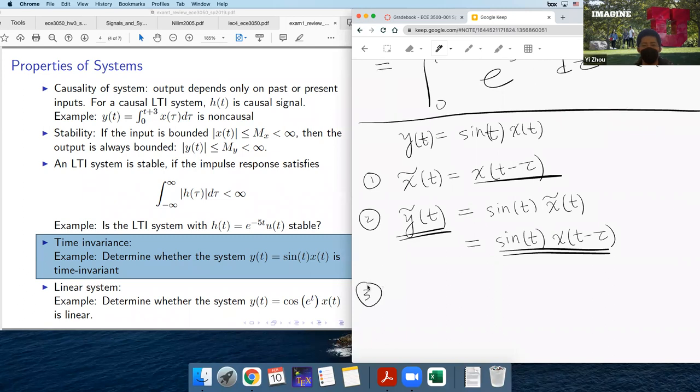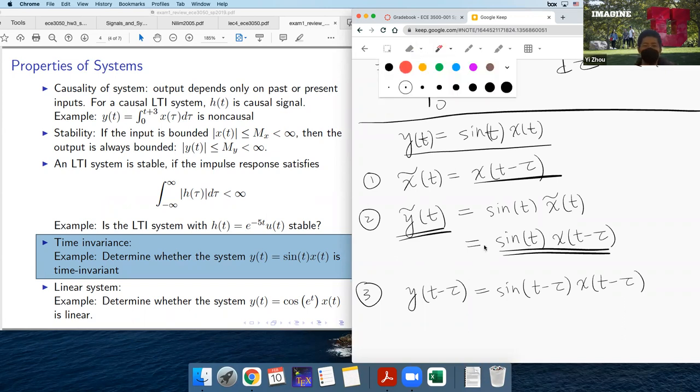And step three, we look at y(t minus tau) directly. And then we need to compare y(t minus tau) with y(t). So from the system equation, we know that y(t minus tau) is sine, so I'm going to replace t by t minus tau. So it's sine(t minus tau) x(t minus tau).